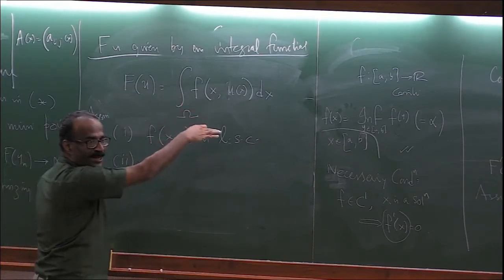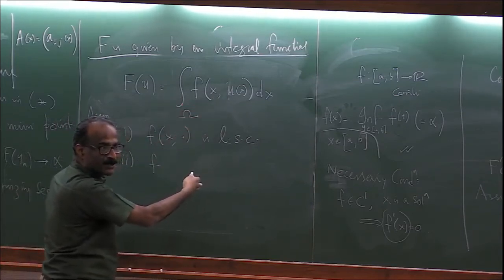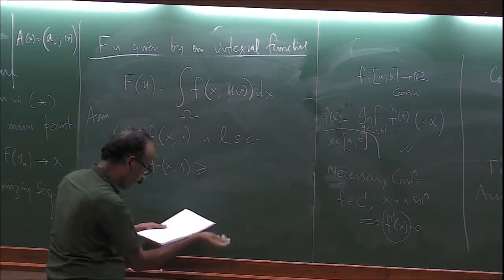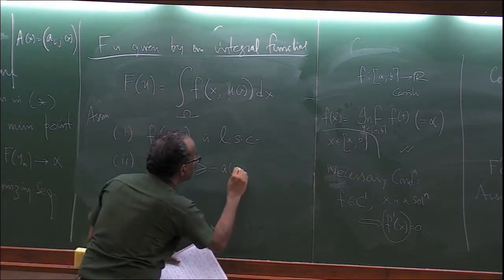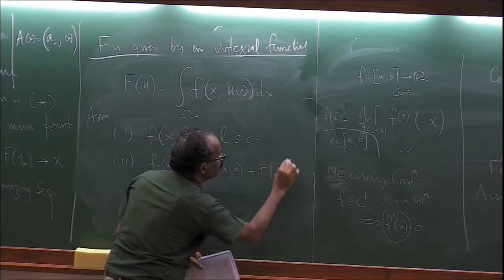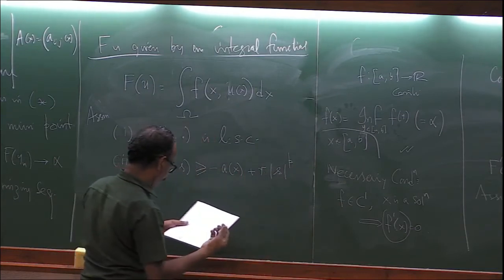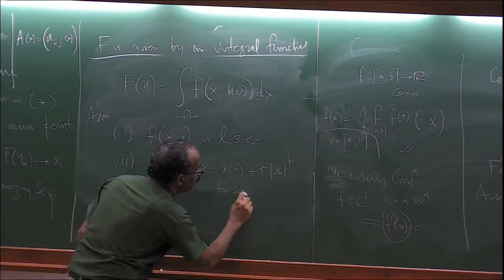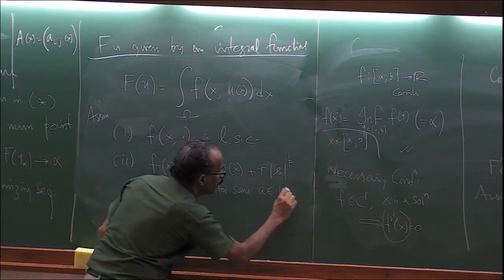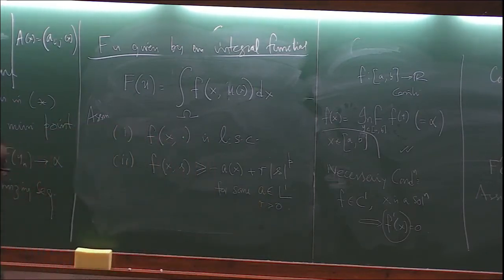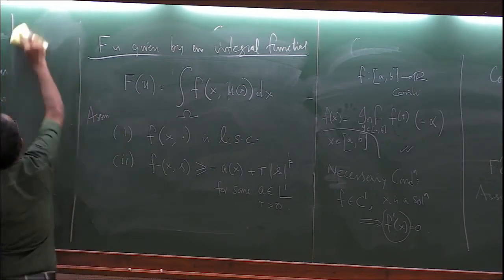The second condition is nothing new. Those who know this nonlinear problem, these are the minimum conditions you have to put to get that one. F of x of s is greater than or equal to minus a of x plus r into mod s power p, where 1 less than p, and this is for some a in L1, and for some r positive. So these are the two conditions which you require to study this problem.